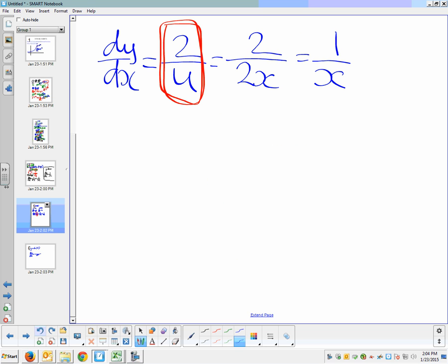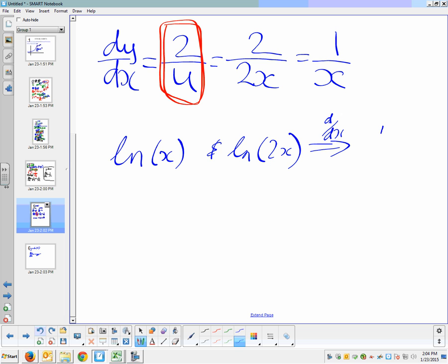I.e. both log of x and log of 2x differentiate to 1 over x. Why is that? Well, you can answer that yourself by thinking about using your log laws on log of 2x and seeing what it differentiates to.